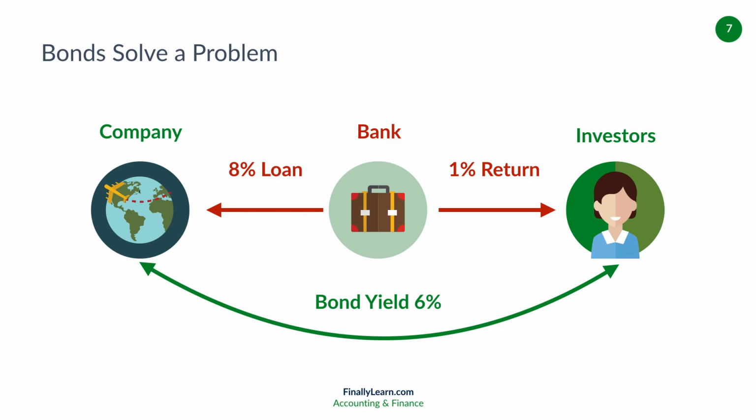avoid the bank, and a 6% bond with a yield of 6% will mean that the company has a lower interest rate and the investors have a higher interest rate on their rate of return. It takes an 8% loan and replaces it with a 6% loan. It takes a 1% savings account and replaces it with a 6% bond, where the investors are better off than with the bank.